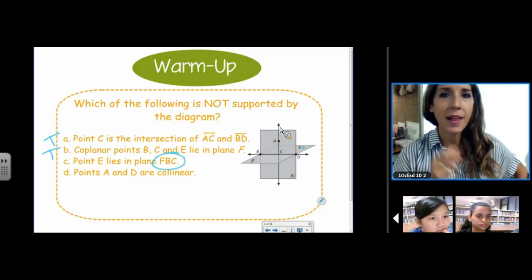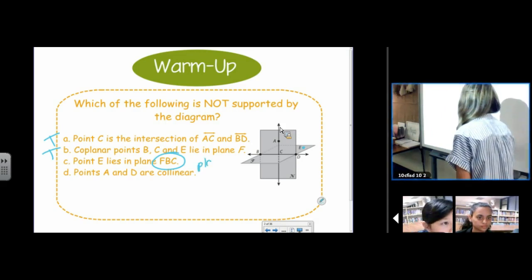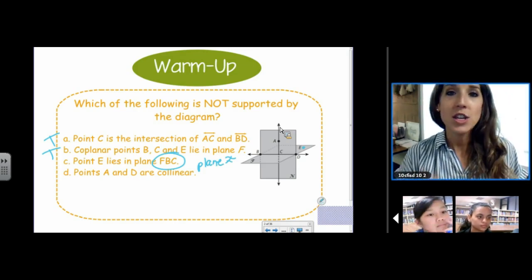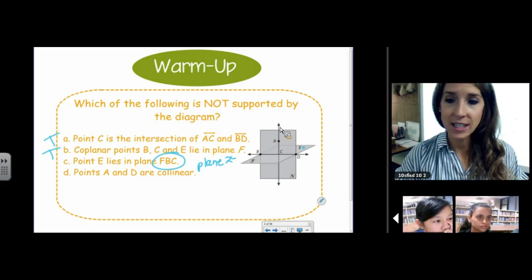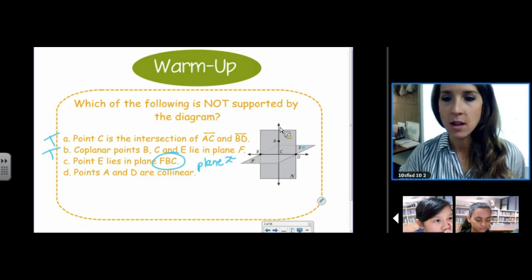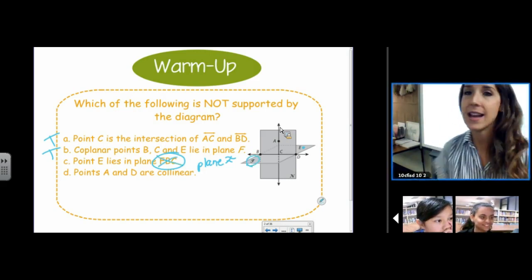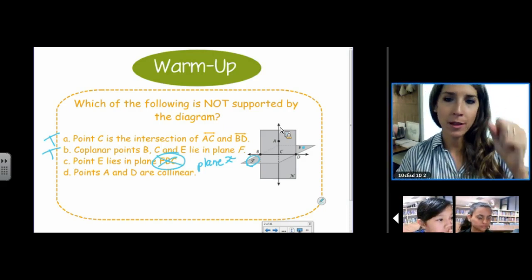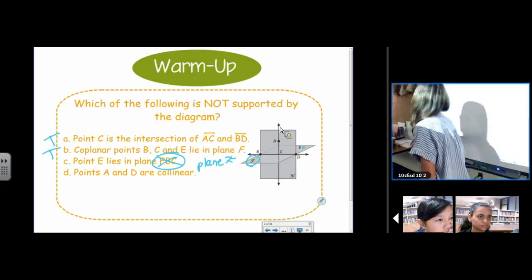Because remember, to name a plane, you have two choices. You can write the word plane and then do an italicized capital letter. Or you can name 3 points in the plane. F is not a point in the plane. F is the name of the plane, but it's not a point in the plane. So that is not supported by the diagram because F is not a capital letter with a little dot by it. It's not a point. So therefore, C is definitely false.